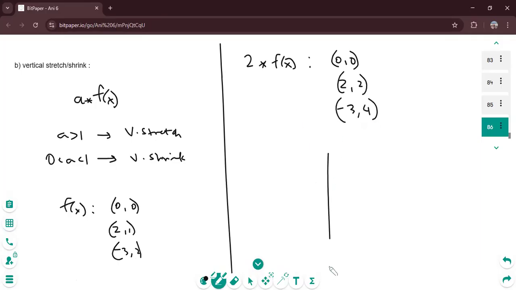Now, how does this look on a graph? Well, let's take a look. 0, comma 0 is right here. And your original point 2, comma 1 is here.